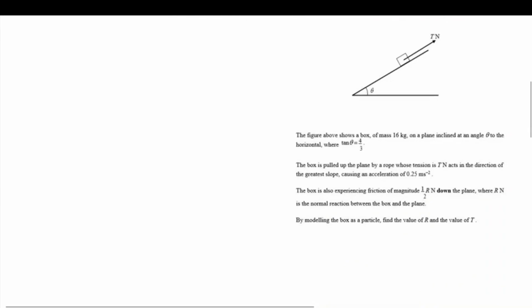In this question, we've been told that there's a box of mass 16 kilograms on a plane inclined at an angle of theta to the horizontal. We're told that tan theta is 4/3. This will be useful later on.